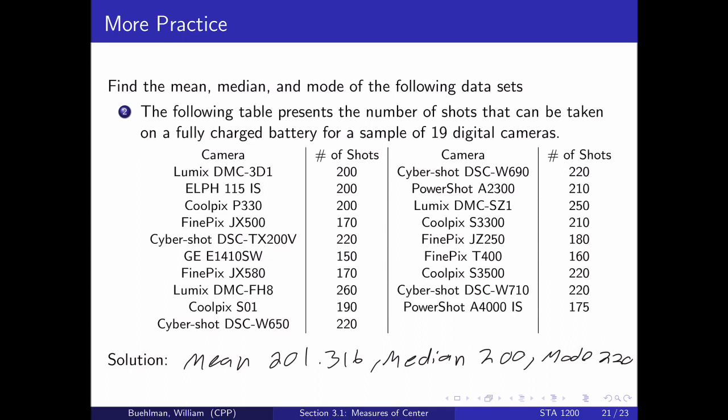Here are the answers I got. The mean is 201.316, the median is 200, and the mode is 220.